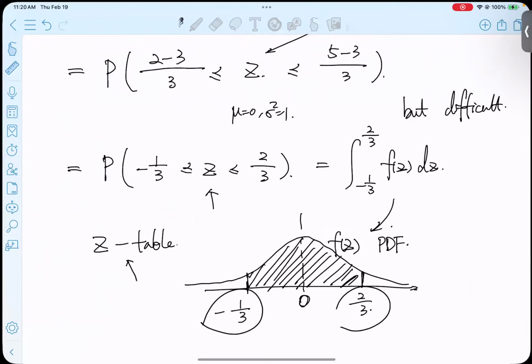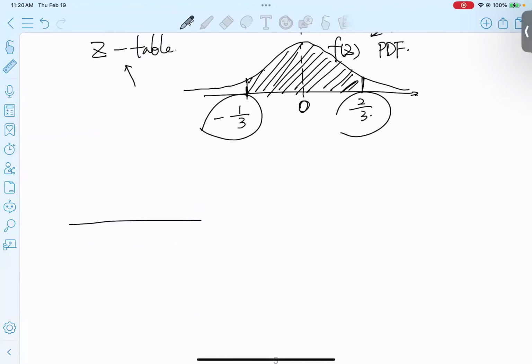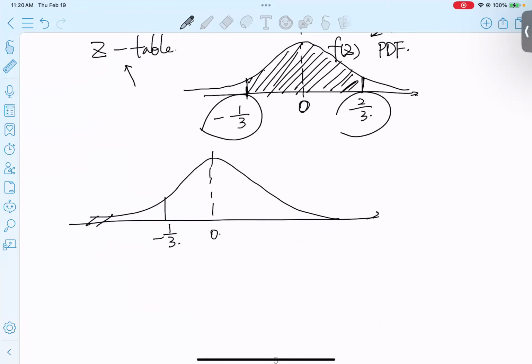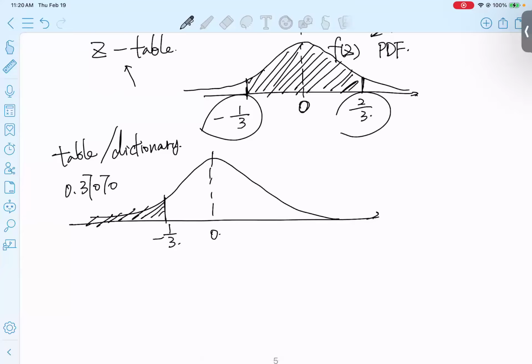Okay, look up the dictionary. This is a dictionary. Look up the table. The number that we obtain is for the standard normal. The table tells us that up to -1.3, this region is 0.3707, based on the table or a dictionary, if you want. Okay, and then let's hold this information for now. We also want this one, 0.66.